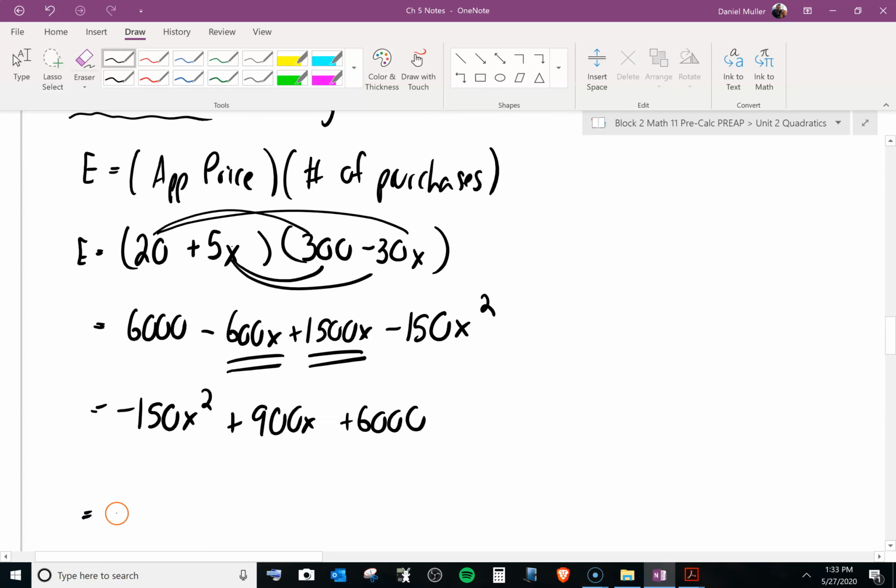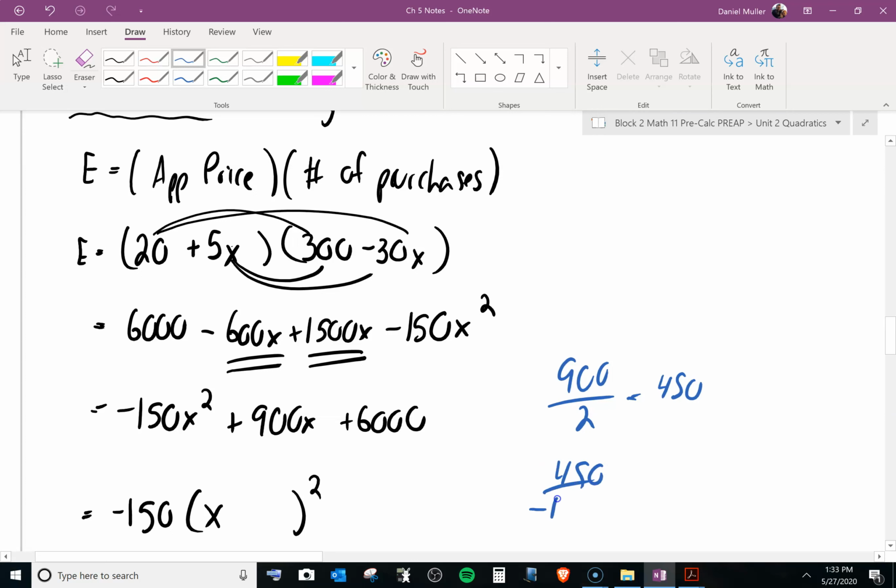So when you find the vertex, the first thing you do is carry the number down and create a square. Now we do have x's, so I'm going to write an x. Now, start with the middle number, 900. Cut that in half. Well, that's 450. Take 450 and divide it by the number in front, negative 150. So 450 divided by 150 is 3, but then there's a negative sign. So it's negative 3. So this needs to be a negative 3.